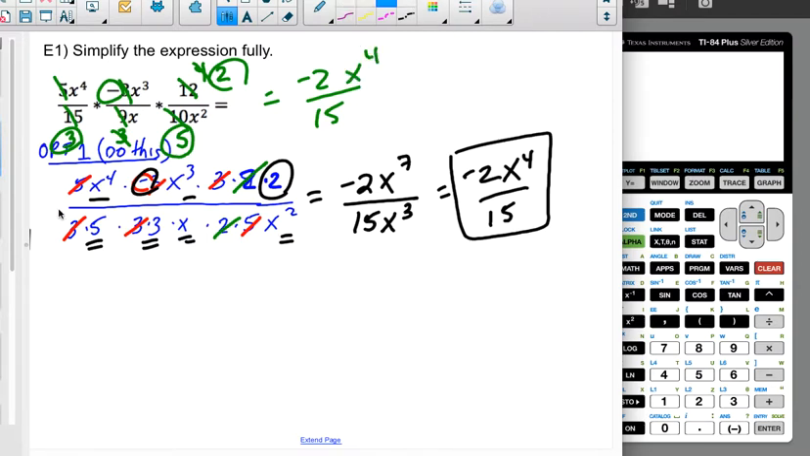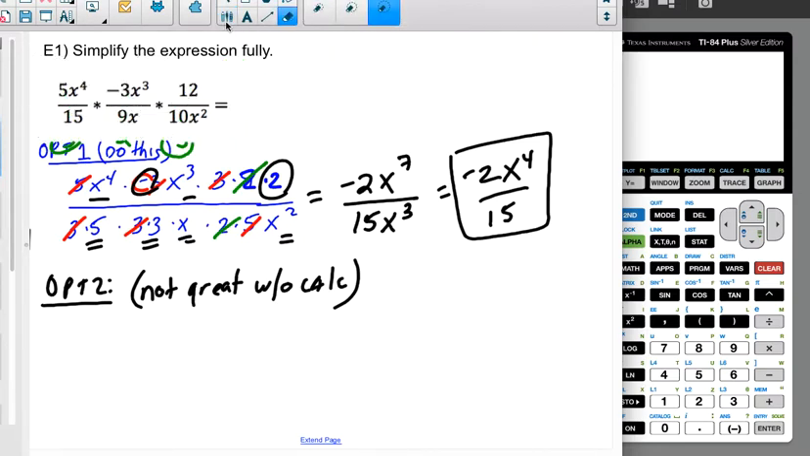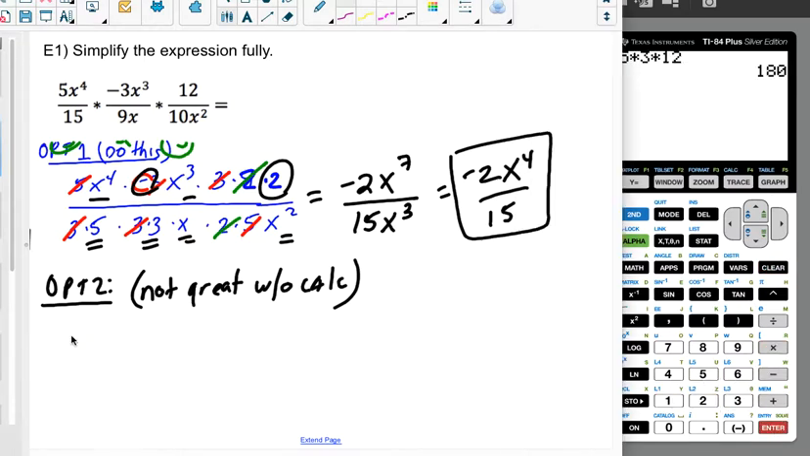Now there is that other option, right? So there is option 2, right? This is not great without a calculator. It's fine if you have a calculator, but it's not super fun without one. If I multiply all this stuff straight across, so let me erase so I can see what I'm doing, I could multiply the 5 times the negative 3 times the 12, right? So we could do 5 times the 3 times the 12 and recognize that it'll come out negative, right? So I could get a negative 180 on the top over with an x to the 7th, right? Because the x to the 3rd and the x to the 4th.